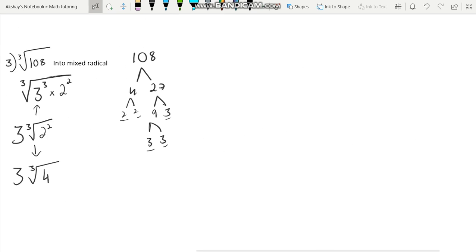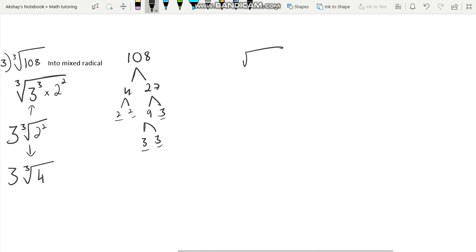So just another quick question we can do here. We are asked to simplify the cube root of 324. They want us to convert this into mixed radical form. So pause the video and try to do this on your own, then come back and I can show you how to do it. Alright, so first thing we would do is find our prime factorization so we can find our highest perfect cube.